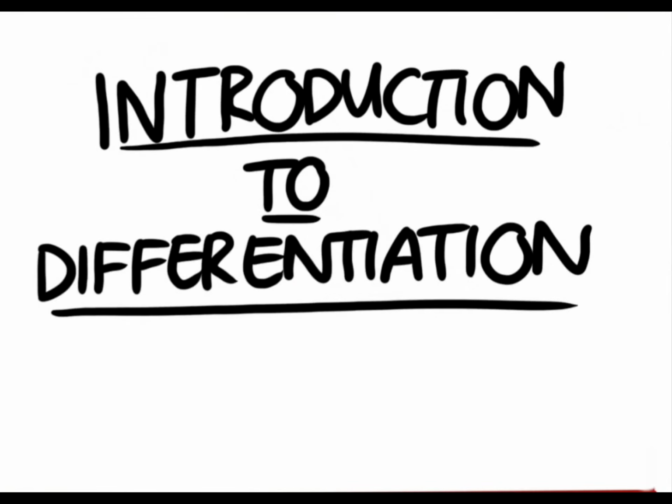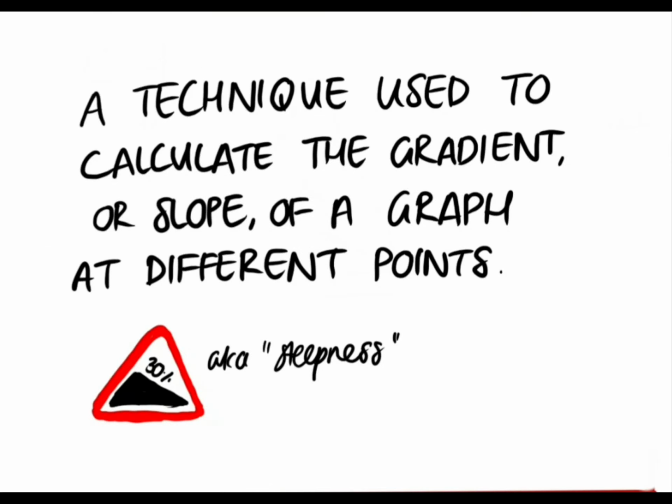And welcome to today's video where we're going to be talking about an introduction to differentiation, which is a topic usually covered in A-level maths but is touched on in some GCSE maths courses. What is differentiation? Differentiation is a technique used to calculate the gradient or slope of a graph at different points. And when we talk about gradient and slope, we mean how steep something is.